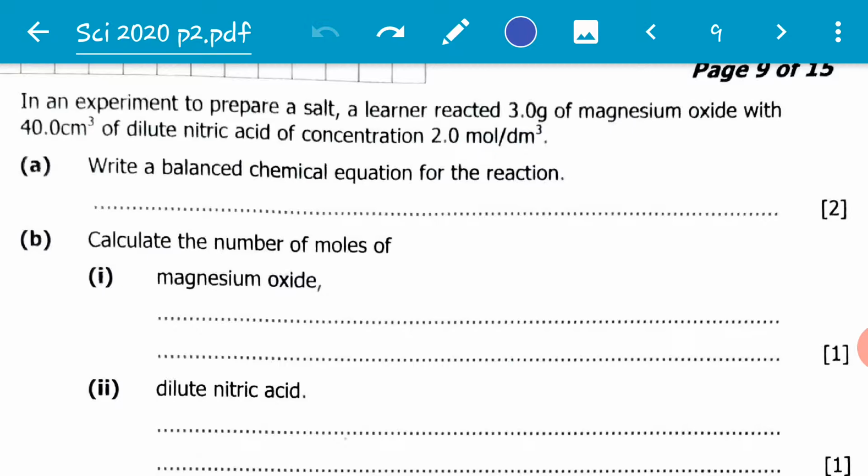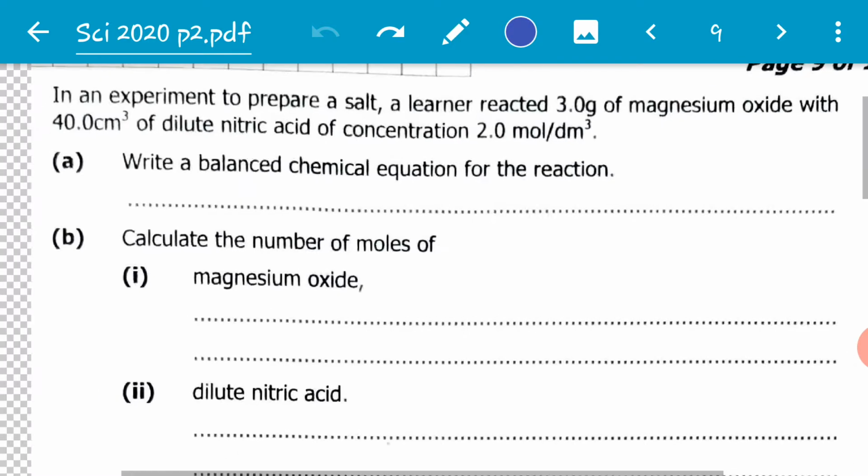All right, so magnesium oxide, a base, is reacted with dilute nitric acid. This type of reaction involves the reaction between a base and an acid, and there are only 2 products. When a base reacts with an acid, we only expect 2 products, that is a salt and water.